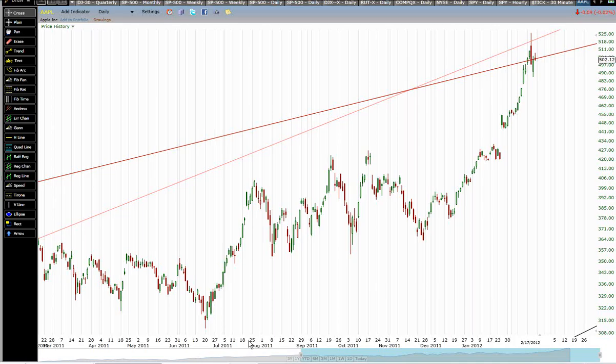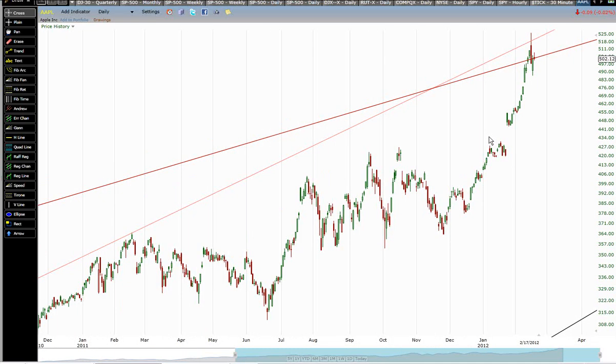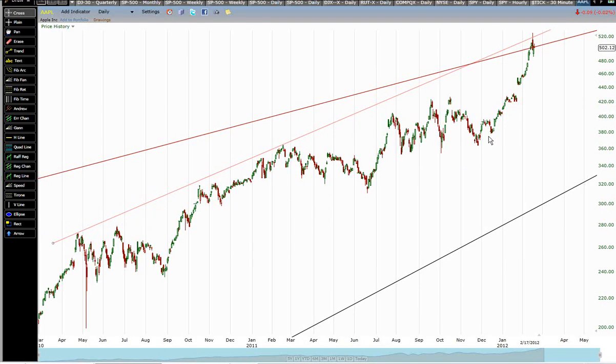I'm going to update a couple markets this weekend, and there are a few in an important position. The first one I wanted to look at again was Apple. I realized that I didn't show a longer term chart of this on the last video when I pointed it out. So this is a daily chart of Apple.